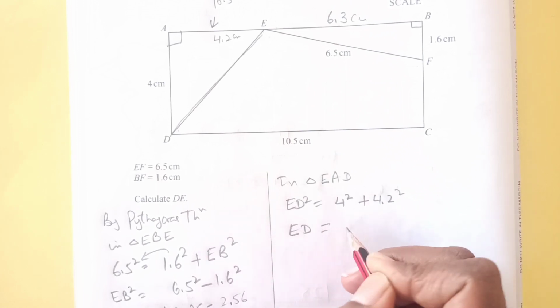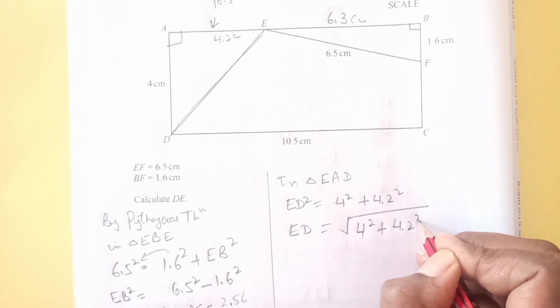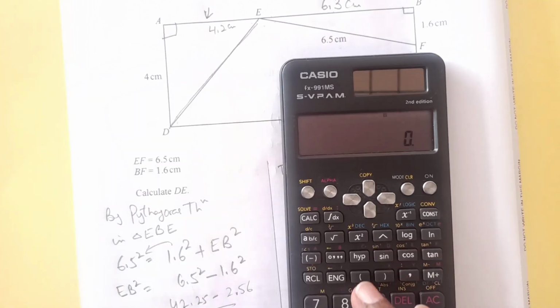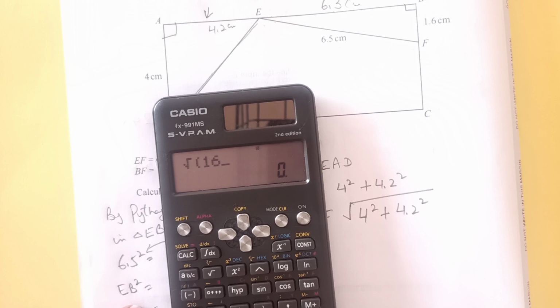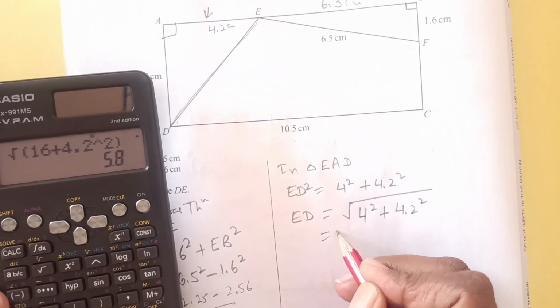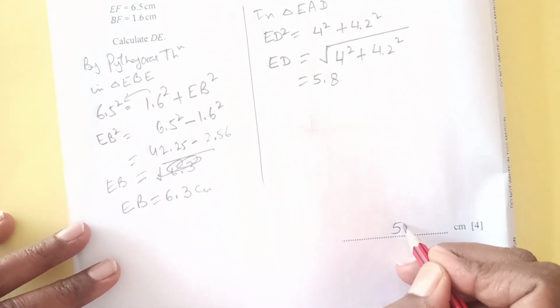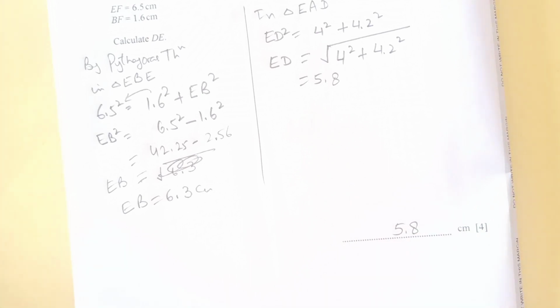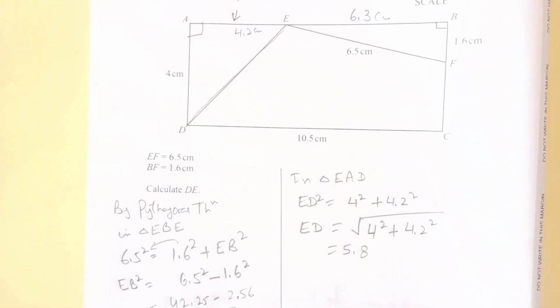So ED is going to be the square root of this. Let's calculate the square root of, remember to put brackets here, 4 squared is 16 plus 4.2 squared, right? So this is 5.8. So the final answer is going to be 5.8 centimeters. Centimeter is already written, so we can just write down 5.8, right? So I hope you guys understood everything from here. So just have a look again.